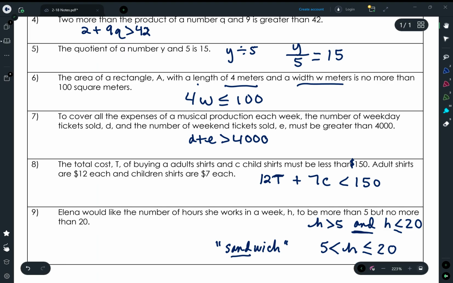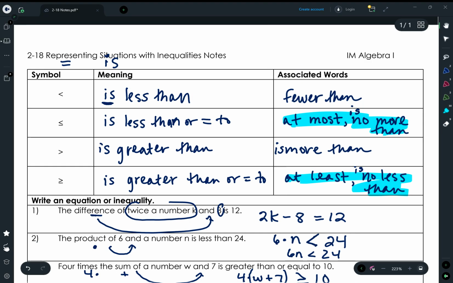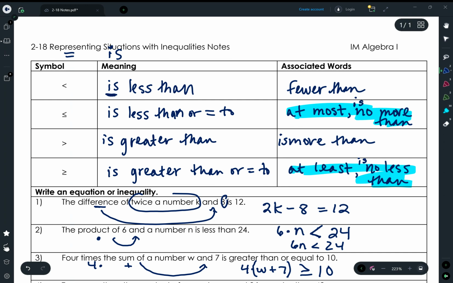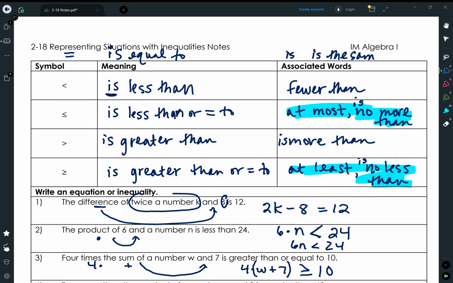So these are our, what are we at? We're at 218. 218 notes for the day. The big thing, I want to add a couple more here for my equals: is equal to, or just the word "is," or "is the same as," "is at most." I really want to go back and add that.